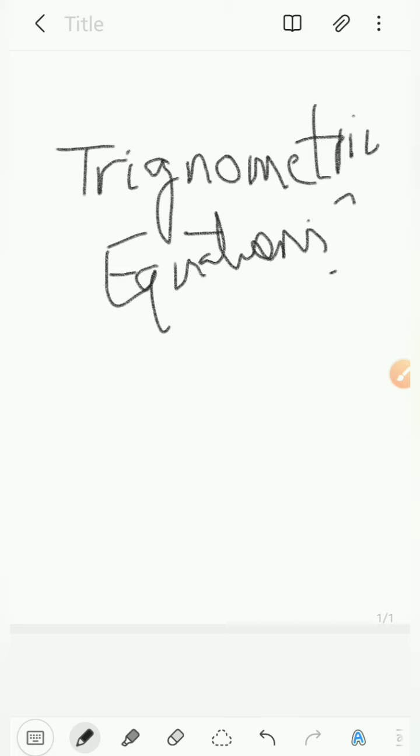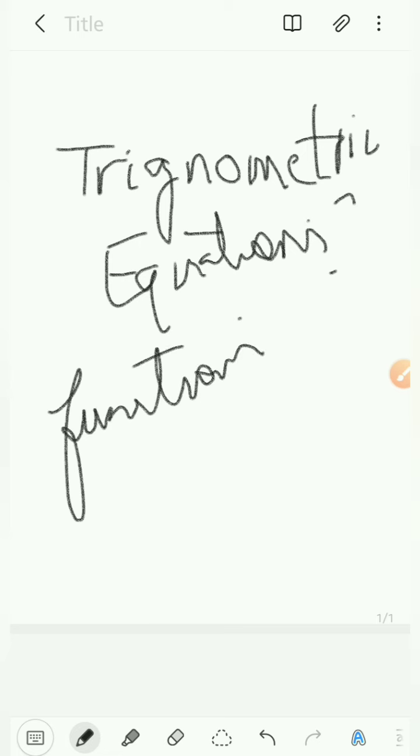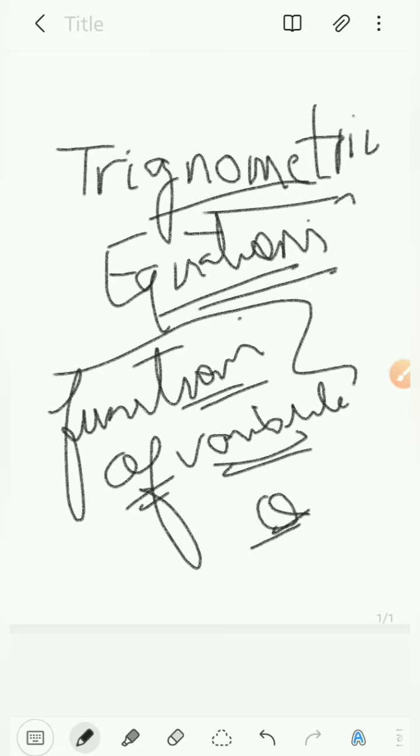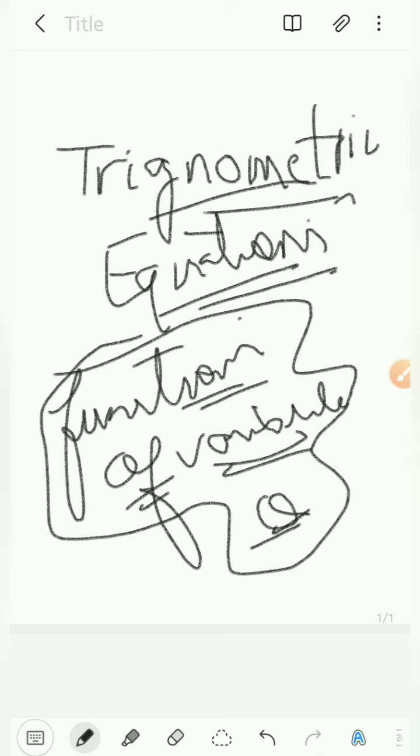Okay. So remember, any equation which has a function of variable theta will be called a trigonometric equation. So any trigonometric equation will have a function of variable theta. For example, cos theta is a trigonometric function. Now any trigonometric equation will also have a solution.